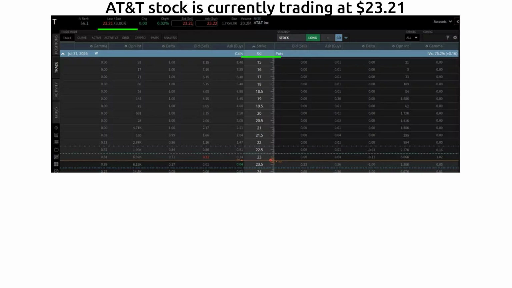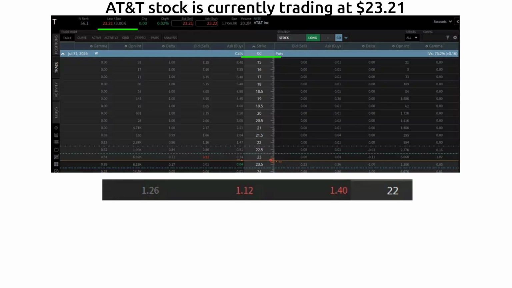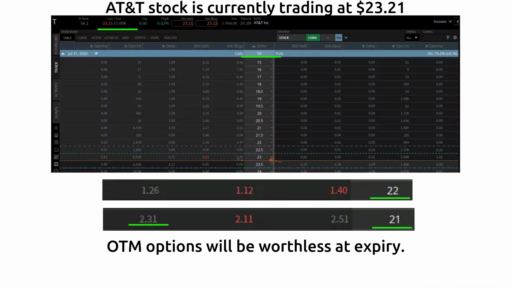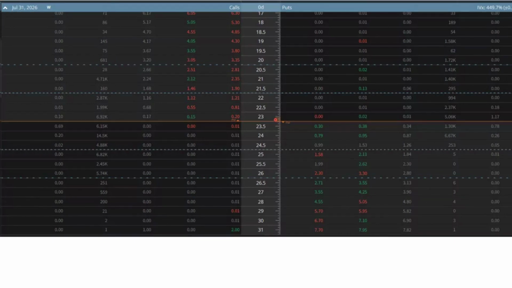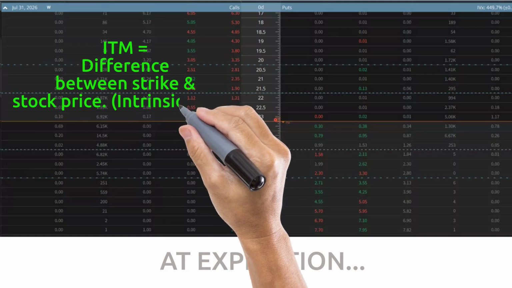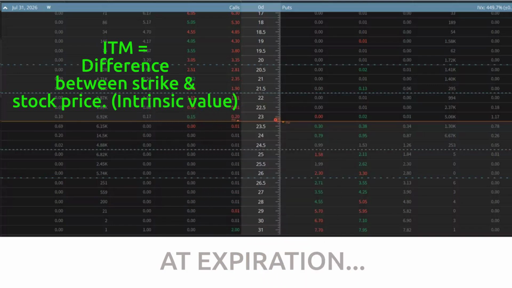And remember, if an option is out of the money, then it will be worthless at expiration. Because no rational trader wants to buy stock at a price higher than its current market value. Similarly, out-of-the-money puts will also be worthless because nobody wants to sell at a cheaper price than what it's worth. You can see that on these options here, all the out-of-the-money options are worthless. So just to recap, at the expiration, in the money options will be worth the difference between the strike price and the stock price. All out-of-the-money options will be worthless.